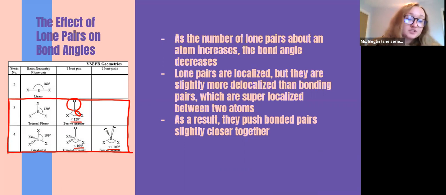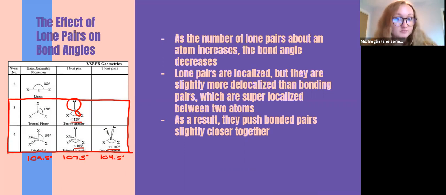So in terms of what you need to know, the angle for a tetrahedral geometry is 109.5 degrees. Trigonal planar is 107.5 degrees. And a bent or angular geometry is 104.5 degrees. And you should know why that is the case, because of the increased repulsion of lone pairs.